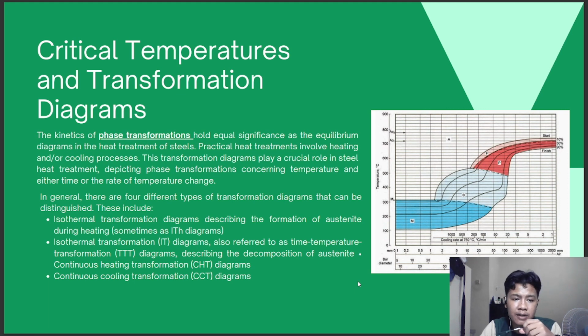In general, there are 4 different types of transformation diagrams that can be distinguished. These include the isothermal transformation or IT diagram, the continuous heating transformation or CHT diagram, and the continuous cooling transformation or CCT diagram.